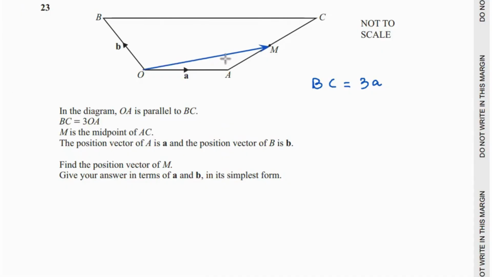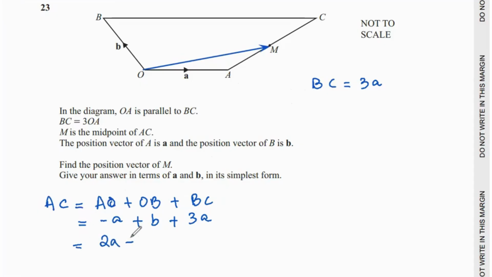That's basically this thing. So first we can begin with finding AC. That's going to be AO plus OB plus BC. AO is going to be -A because you've changed the direction. OB is B and BC is 3A. So 3A minus A is 2A plus B. Now M is the midpoint of AC, so AM is going to be 2A plus B divided by 2.